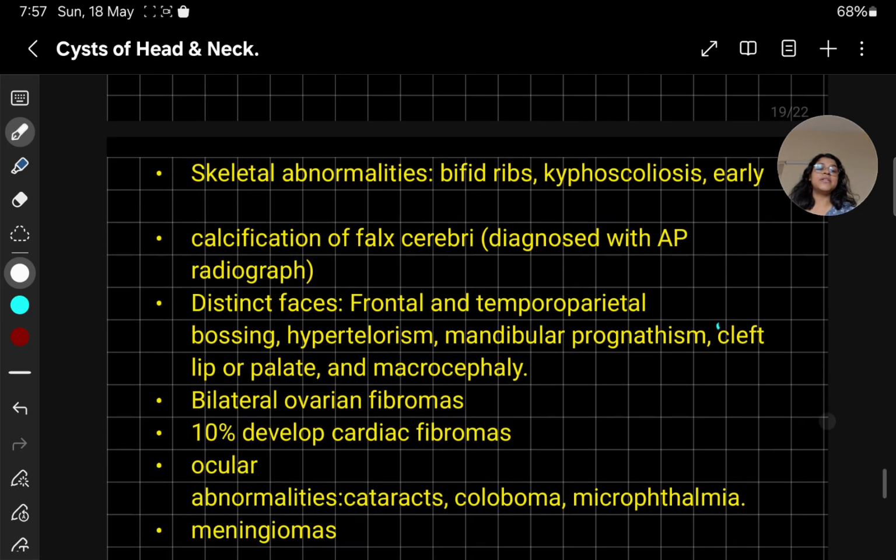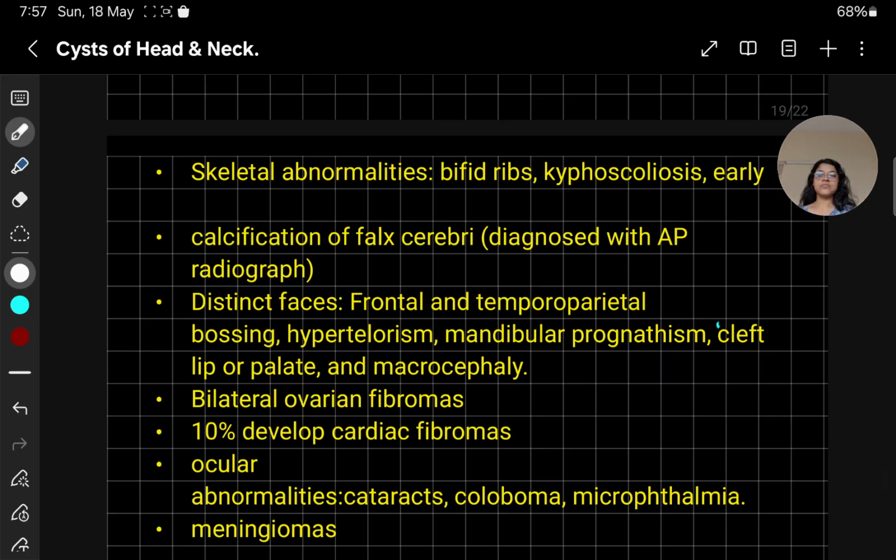In skeletal abnormalities, you have bifid ribs, kyphoscoliosis, early calcification of the falx cerebri, and then distinct facies such as frontal and temporal bossing. You will have frontal and temporal bossing, and then you have hypertelorism, that is the distance between the eyes is large, and then you have mandibular prognathism, which could be associated with cleft lip or palate. Microcephaly, you have a short, small skull. Bilateral ovarian fibromas, and 10% develop cardiac fibromas, and ocular defects are also present.